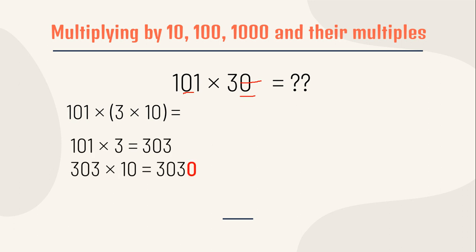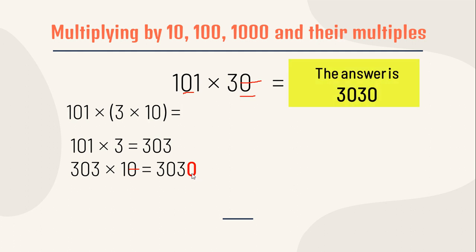After that, times it with 10. So look at here. That's why I make it in red, because this zero, we have set it aside. But this zero, no, because it is in the middle, okay? 303 times 1, 303. Put the zero back. So the answer is 3030.